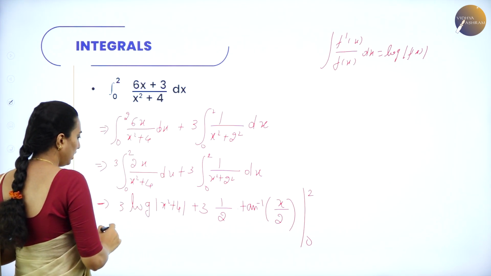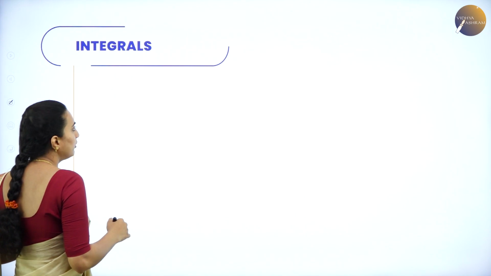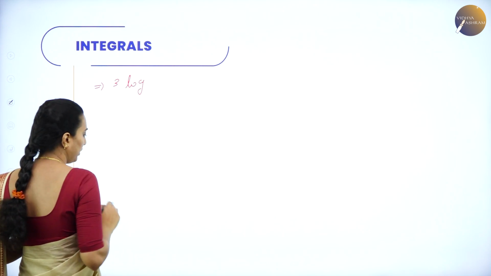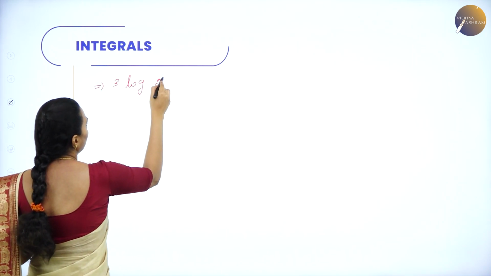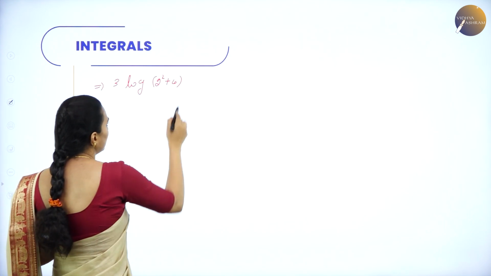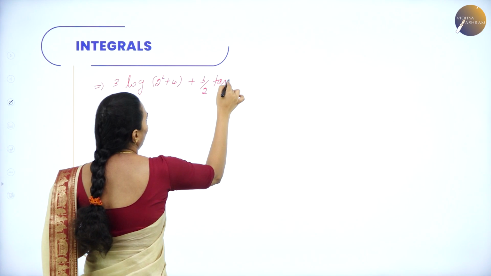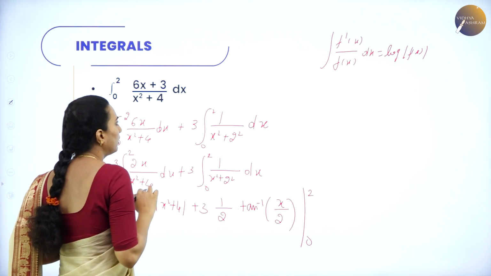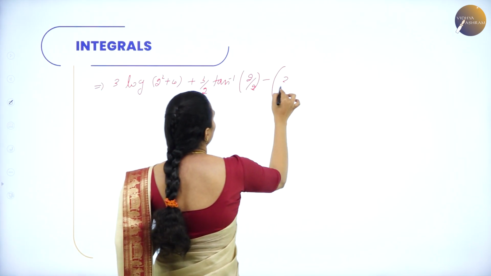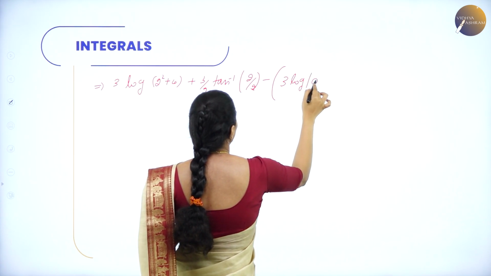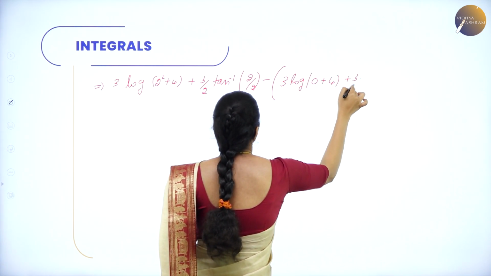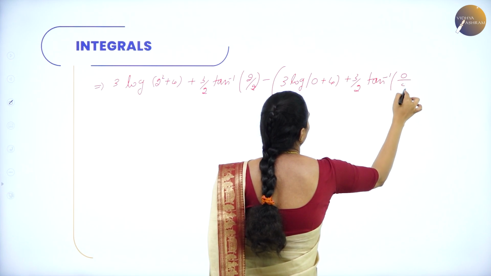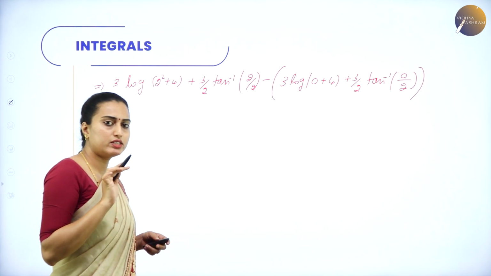Now first apply the upper limit. If you apply the upper limit, you are going to get 3 into log of 2 squared plus 4, plus 3 by 2 into tan inverse of x divided by 2, x is nothing but 2 by 2. This is the upper limit, minus, open the bracket, lower limit is 0. So 3 into log of 0 squared, which is 0, plus 4, plus 3 by 2 into tan inverse of 0 by 2. Applying the lower limit, wherever x is there, put 0.